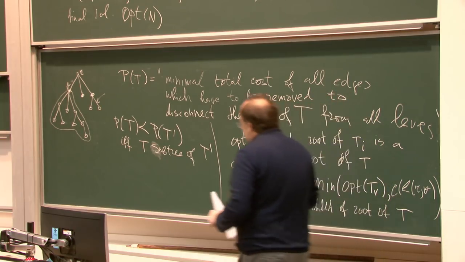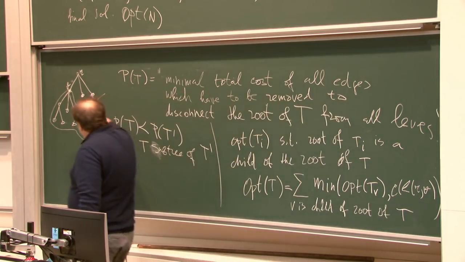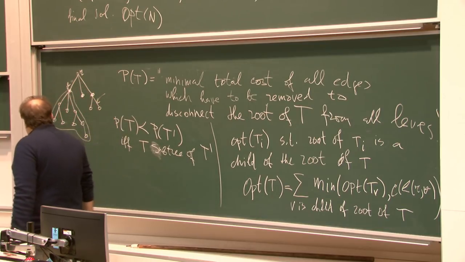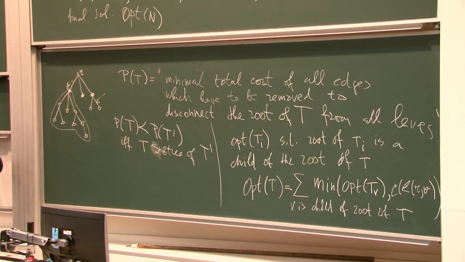So in this case, the ordering of subproblems in the recursion is by being a subtree rooted at a child. Okay. So, any questions about this? Yes.